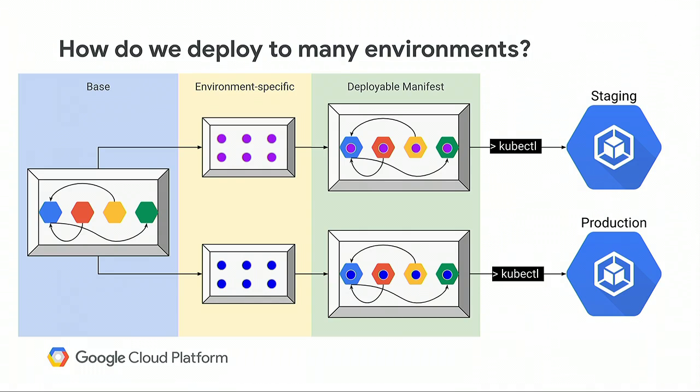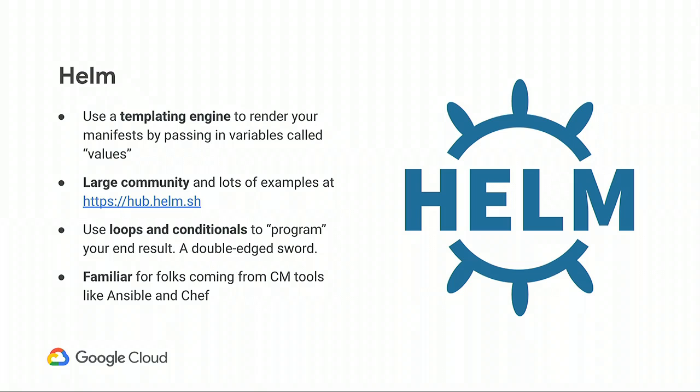So what do we really want to do? We want to have some base configuration that we can add and sprinkle some environment-specific configuration on top of, keep that as minimal as possible, create a deployable manifest, and use that to deploy to our clusters, whether that be through kubectl or through Spinnaker or whatever. This is our end goal with manifest management.